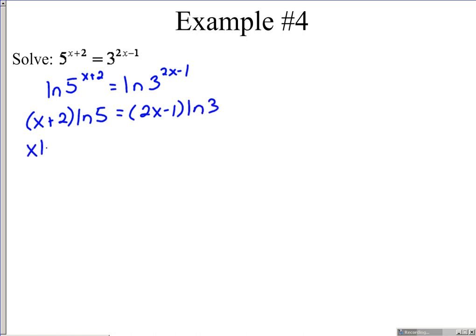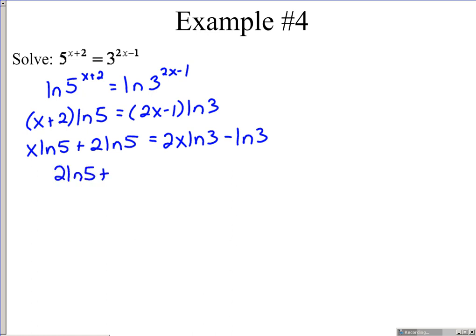Simplify. We get x natural log 5 plus 2 natural log 5 equals 2x natural log 3 minus natural log 3. Solving for x, so we want everything with an x on one side, everything that doesn't have an x on the other side. So we're dealing with the least amount of negative things as possible. I'm going to add the natural log 3 over to the left side and leave everything then without x's on this side. And I'm going to subtract the x natural log 5 over to the other side.